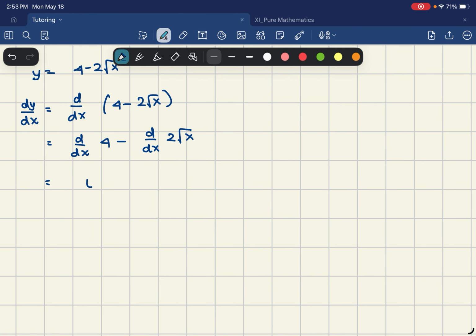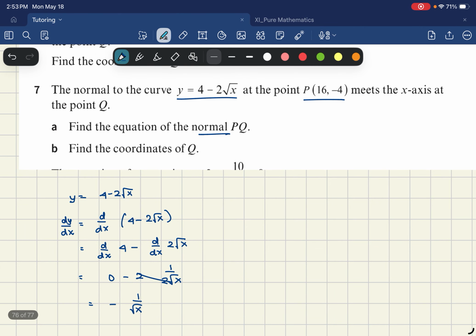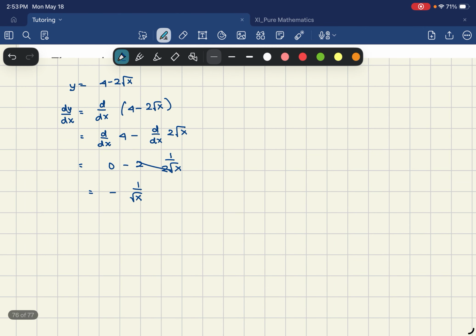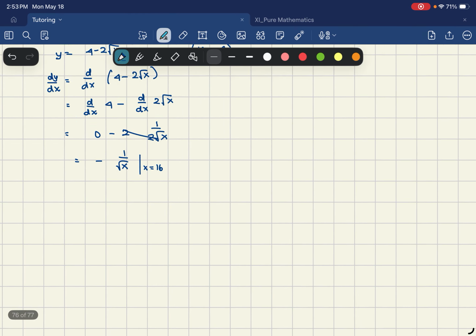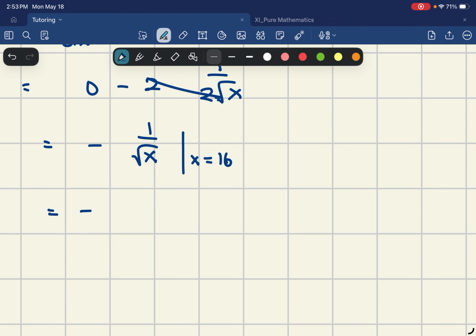So d by dx of 4 is 0 minus 2 d by dx of square root of x. And remember, d by dx of square root of x is 1 over 2 square root of x. So this cancels out, and I get negative 1 over square root of x. So that is my solution here at this point. So I need to substitute x equals 16. So we have 16 comma negative 4, right? So I substitute x equals 16. I am going to get negative 1 over 4 here.